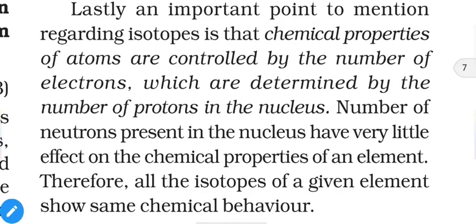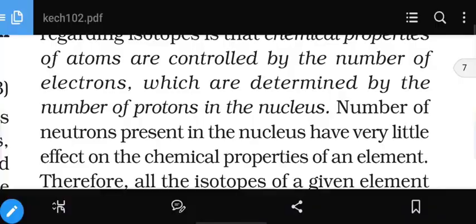And the last thing to mention: in the case of isotopes, the main difference is the number of neutrons, and the chemical reactivity of atoms depends on the number of electrons. Now, as mentioned in previous examples, all of them contain the same number of electrons, so they are almost the same in chemical activity, and the effect of neutrons on chemical processes is negligible.